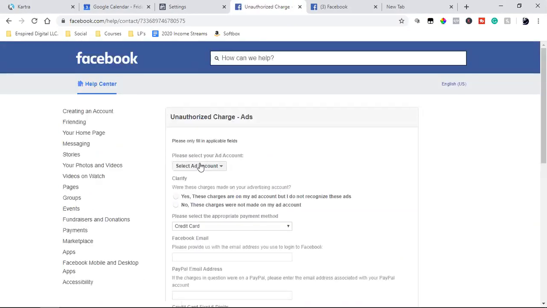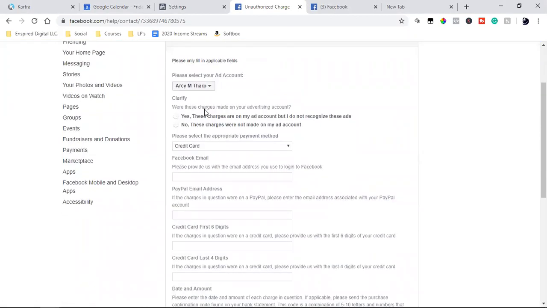Okay, so please select add account. It's this one. Then, were these charges made on your advertising account? Yes, these charges are. Please select an appropriate payment method. Credit card, it was credit card. Please provide us with the email address you use to log into Facebook. Tharp, T-H-A-R-P, at Yahoo. Okay, so that's the email you use for Facebook, right? Right.